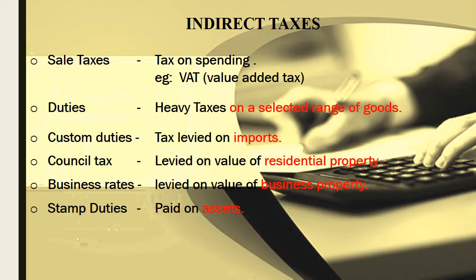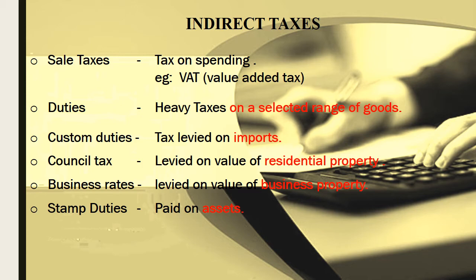The other type of tax is indirect taxes. Here are some examples for indirect taxes. You can also read sales taxes, duties, customs duties, council taxes, business rates and stamp duties. You all know about VAT. That means value added tax. It is imposed on consumer goods. In some countries, they have a standard percentage. For example, in Denmark, it is 25%.